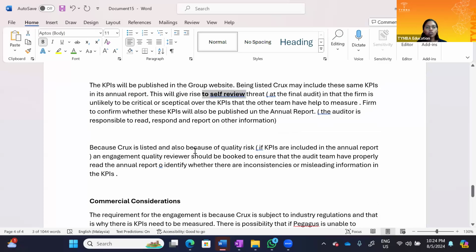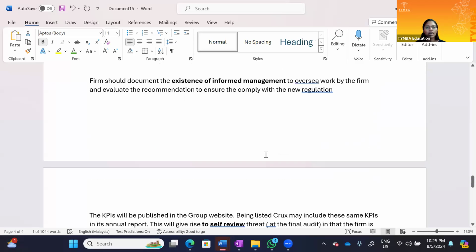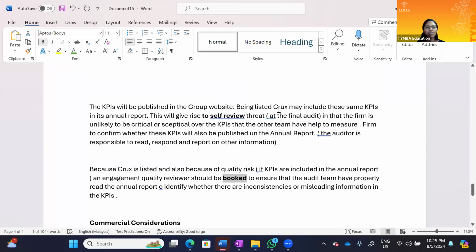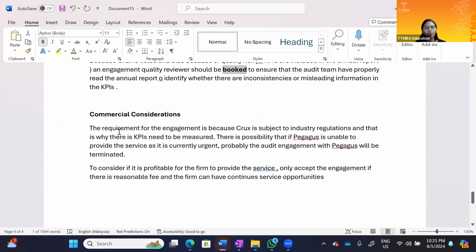Also mentioning the issue with it is another 1 mark, because you want to suggest to book an EQR. So about 7 marks there. Wait, not seven, it's about 9 marks already. So we have one more point left, and we can put a commercial consideration fact.